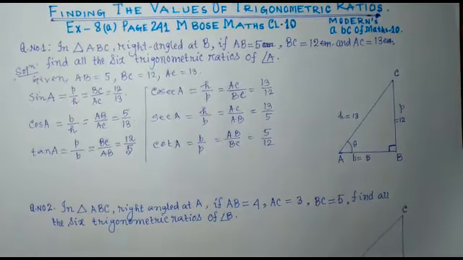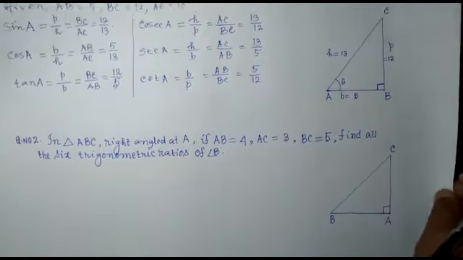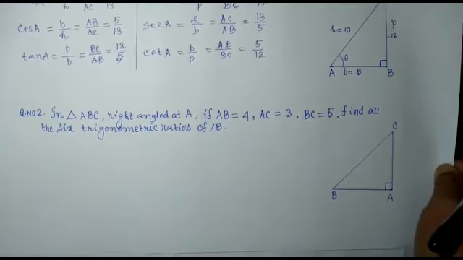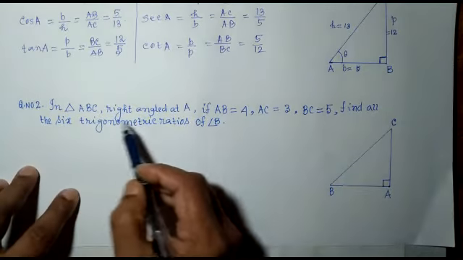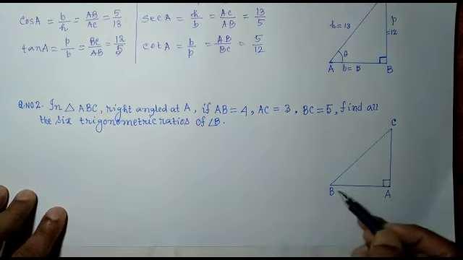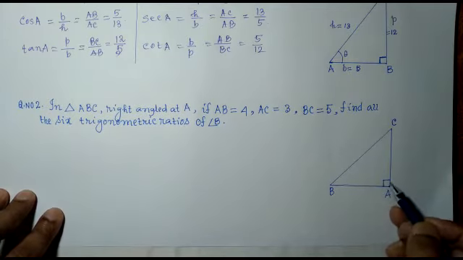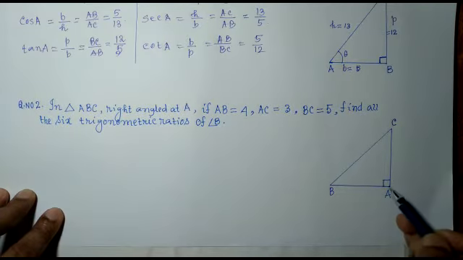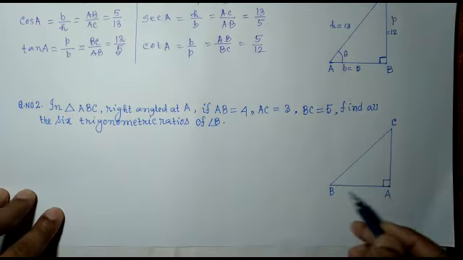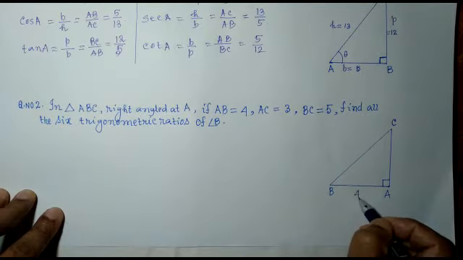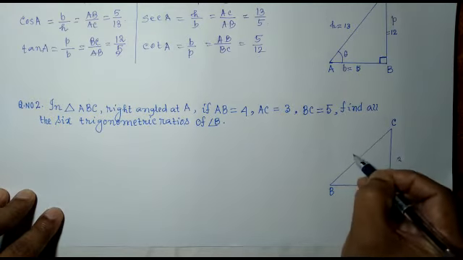Let us try for question number 2. In triangle ABC, right angle at A. Look here the figure ABC. Right angle is here at A. The name of the angle is changing. Right angle at A, and AB equal 4. We can write here AB is 4. AC is 3, and BC is 5.